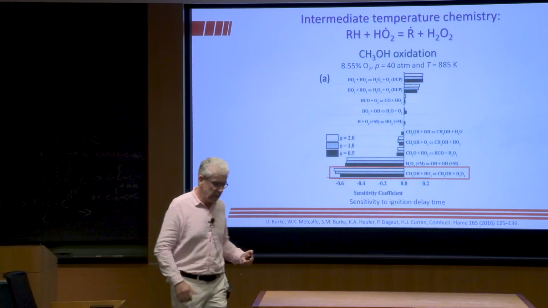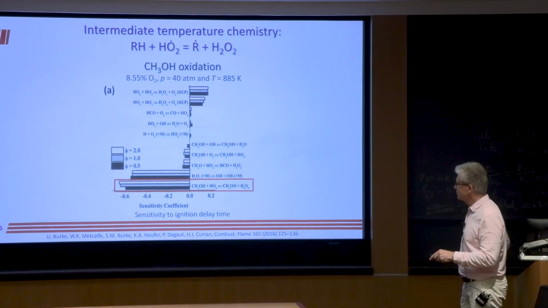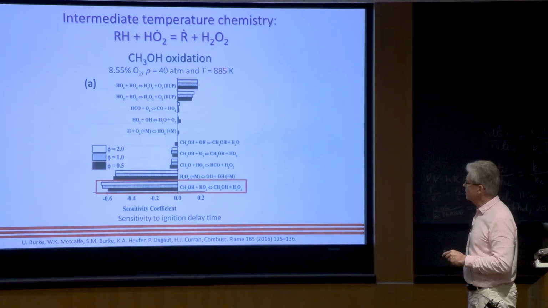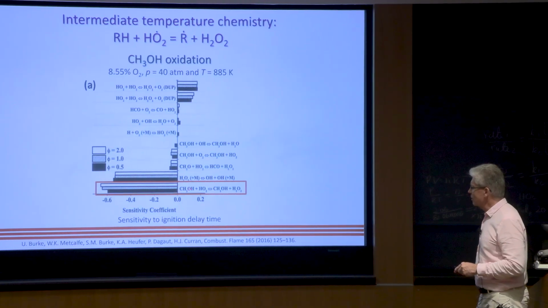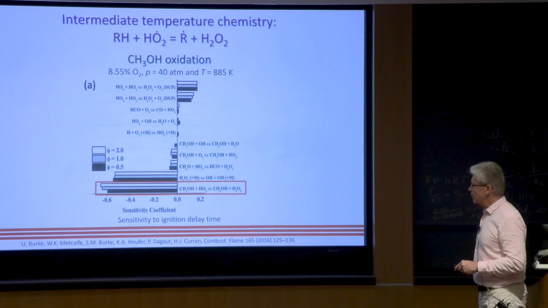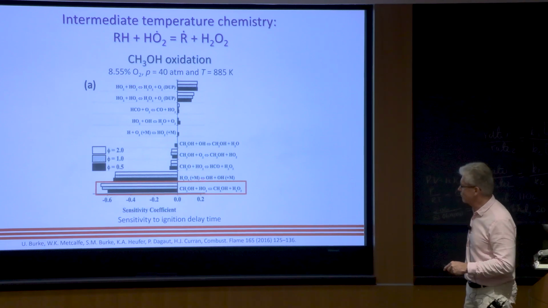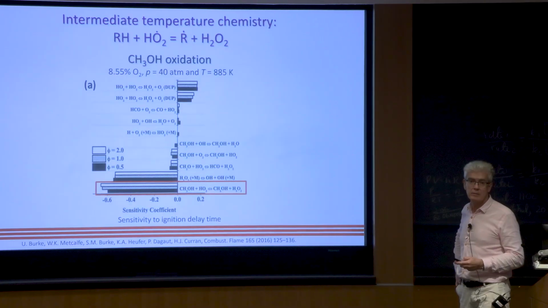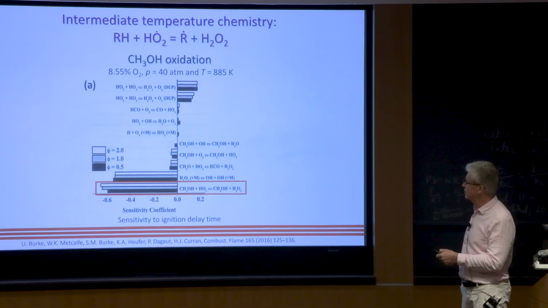Here's a work that was done in my group about almost a decade ago now, looking at methanol oxidation at low temperature and high pressure, right? And you can see what's all important is actually this reaction, H atom abstraction from the fuel by HO2 forming hydroxymethylene radical and HO2. Huge sensitivity to that. It's the most sensitive reaction. It's even more sensitive than H2O2 decomposition, giving you two OH radicals, right? And so it's particularly important in this case, okay?